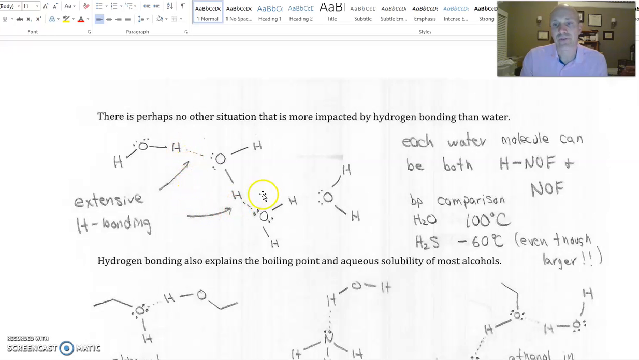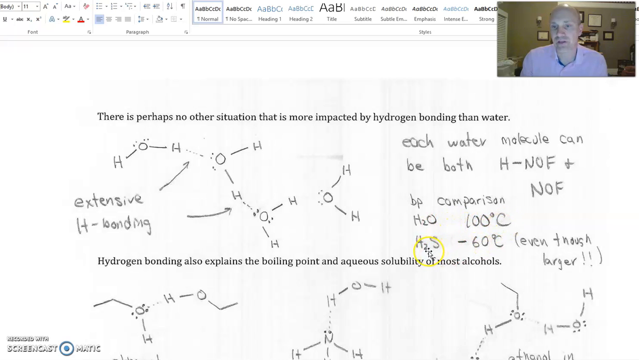All right, so one thing about the hydrogen bonds, why it's important to water, is it explains something very important about a property of water: it gives water an extremely high boiling point for a molecule its size. By comparison, hydrogen sulfide is larger than water. The only difference is oxygen versus sulfur. Water can hydrogen bond. Hydrogen sulfide can't, because sulfur is not one of those NOF atoms. The boiling point of water is 100 degrees Celsius.